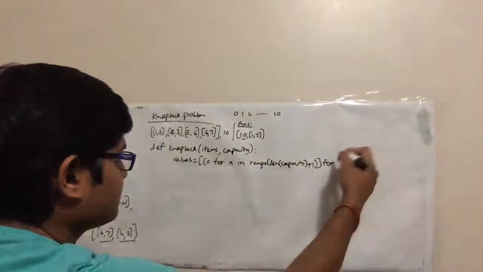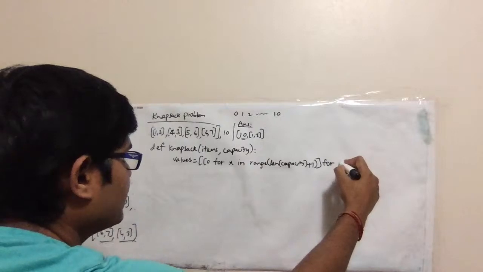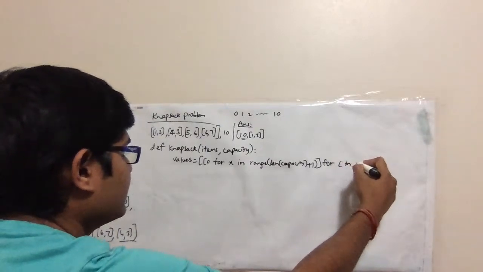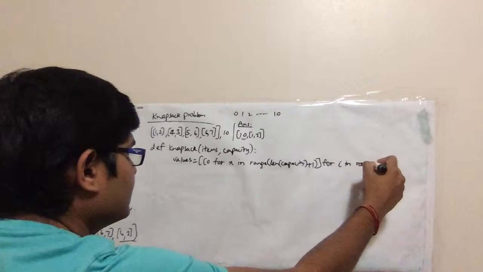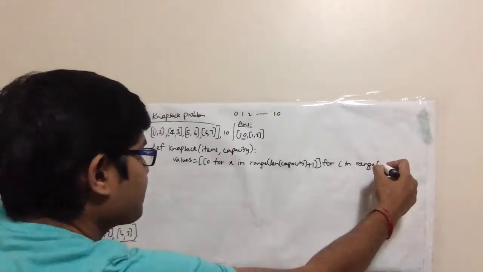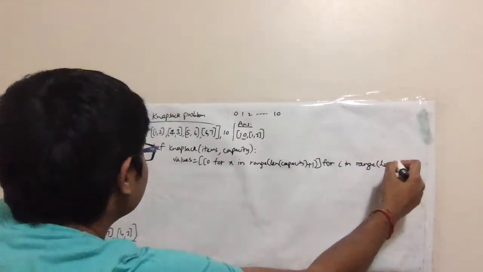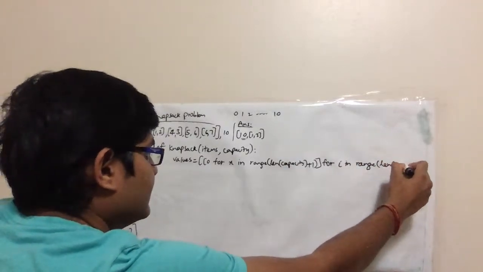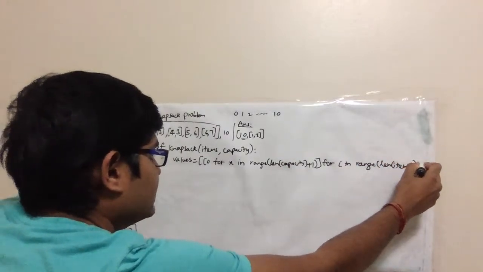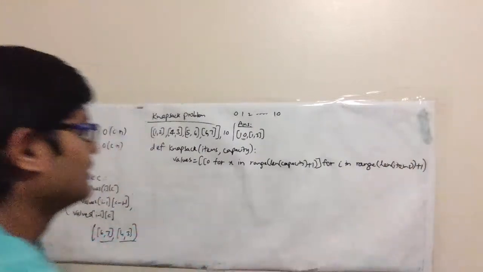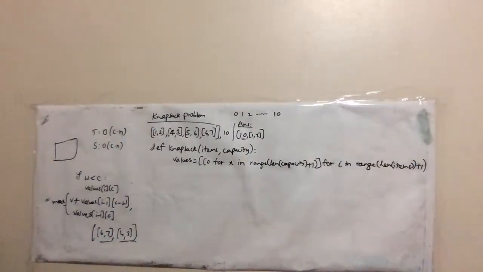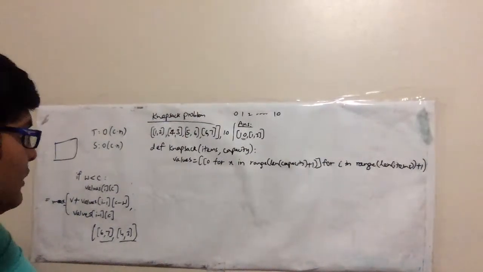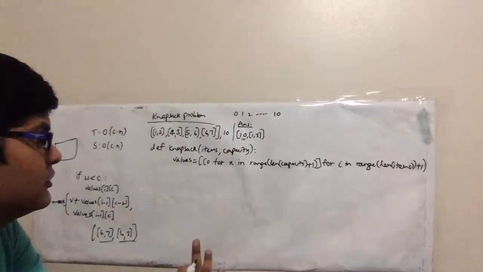So for i in range, length of items, this is also plus 1. Okay, so we have initialized the values here.